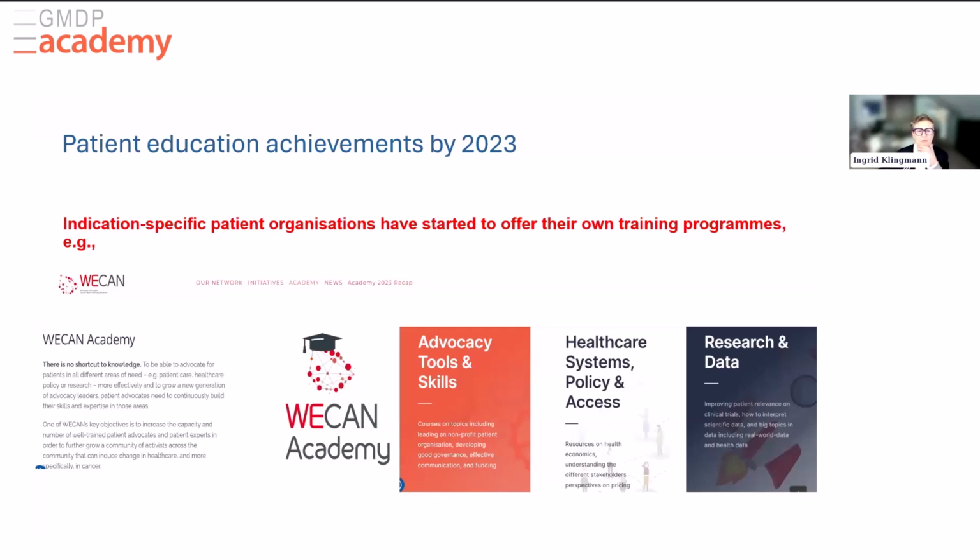So we have, for example, the Weekend Academy, which is an initiative of Weekend, so the collaboration of oncology patient organizations on a global basis, who have developed their own academy for teaching their patient community based on this groundwork that was translated in the specific needs of patient advocacy in their area of indication. And there are quite a lot of different other organizations who have also started to do that now.